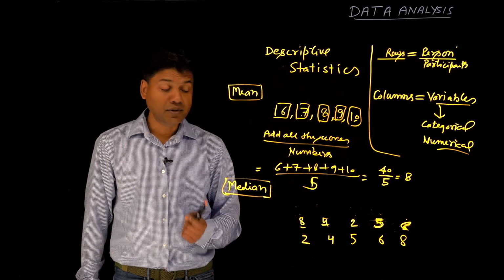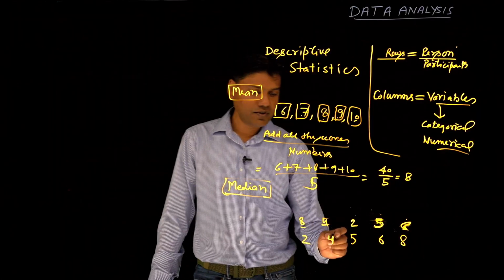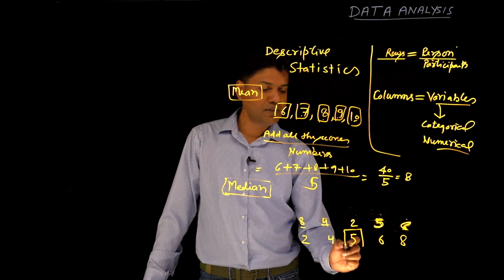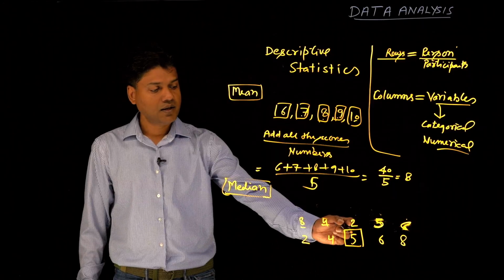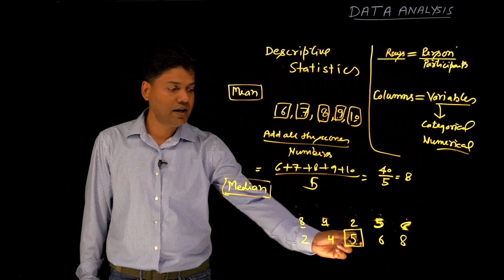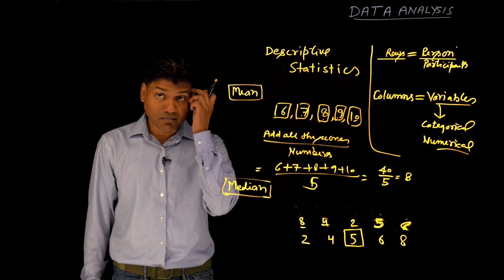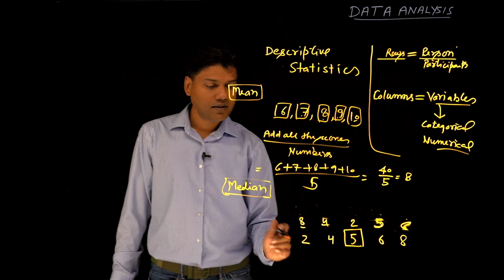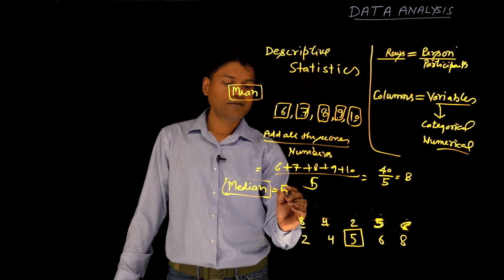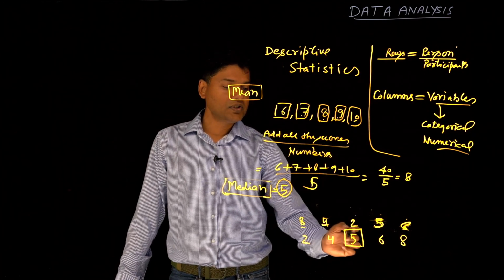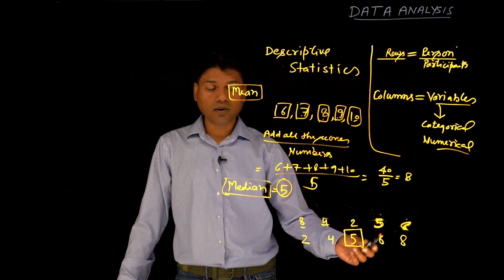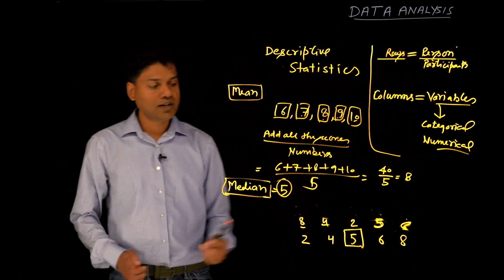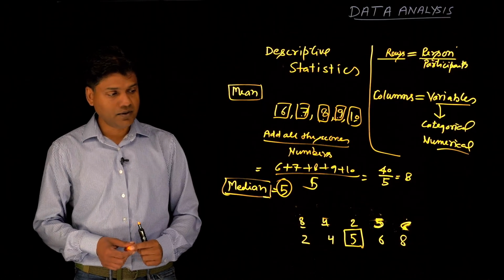Now find the middle score. What is the middle score? This is the middle score, the midpoint of the data, and we call this 5. So if I have to say what is the median of this data set, the answer is 5, because 5 is the central point of the data when we organize it in increasing order. So that's how you calculate the median. You take the middle value.